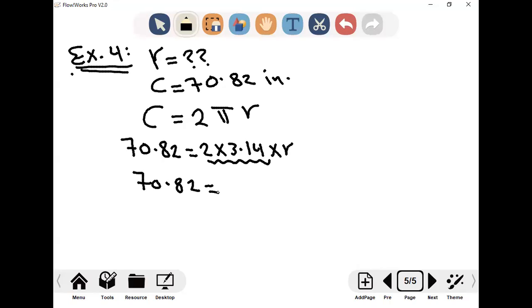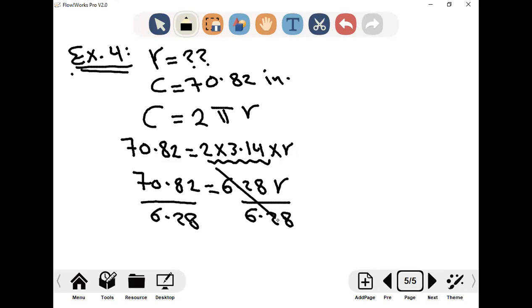I will simplify them. So 70.82 equal 6.28 if you multiply 2 by 3.14, right? Don't forget multiply r, right? Is it clear? Now, simply I will use the division to find R. So I will divide both sides by what? And here, so R equal, divide and find your answer, and round, it will be 11.28. 11.28 what? Inches.